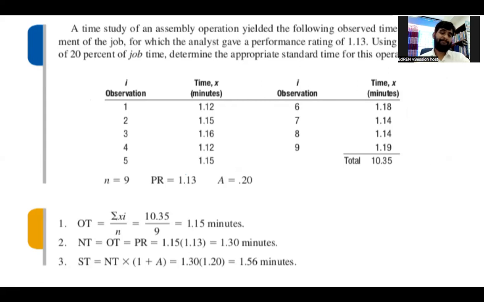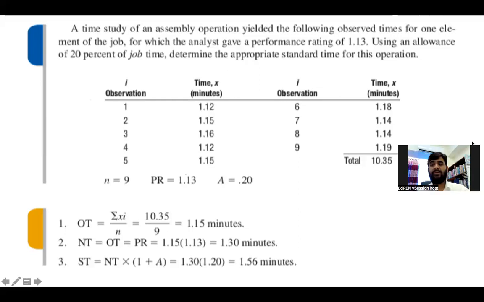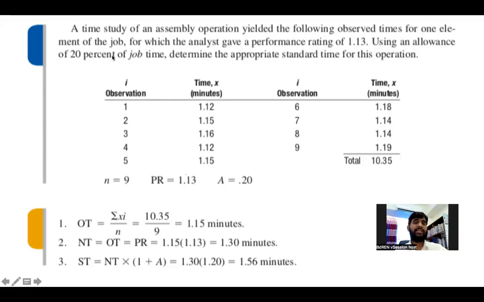Now, can you do it? Or just check. And in our coming lecture, we can discuss in detail what the applications of standard time are. A time study of an assembly operation yielded the following observations, for which the analyst gave a performance rating. The performance rating is 1.13. Using an allowance of 20% of job time, determine the appropriate standard time for these operations.